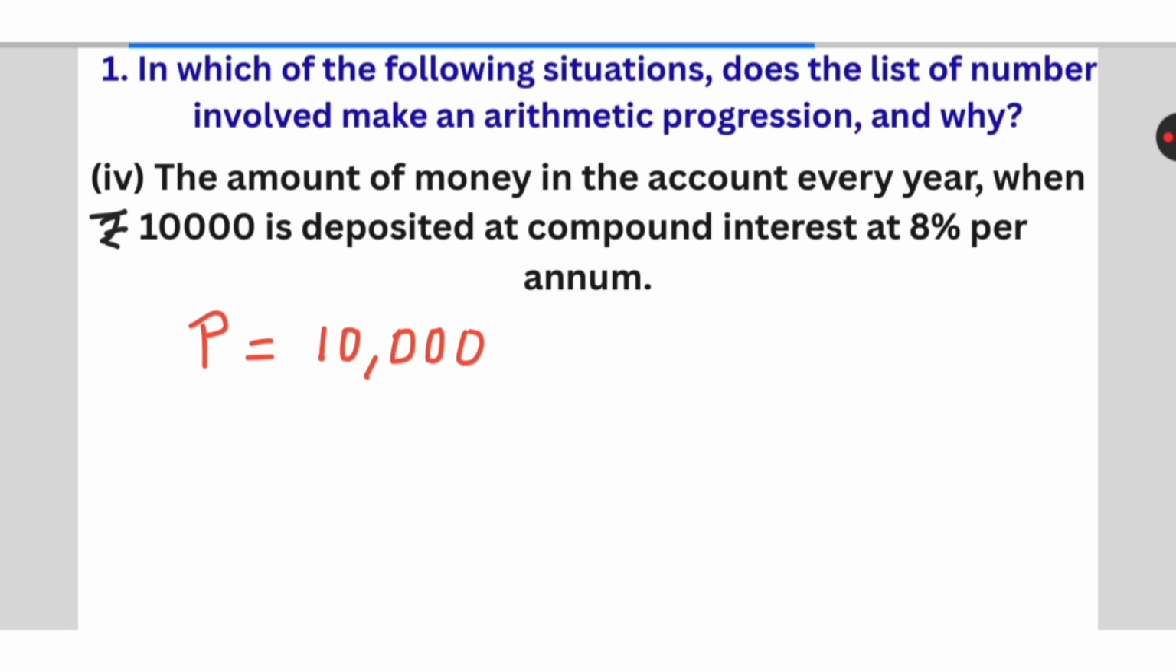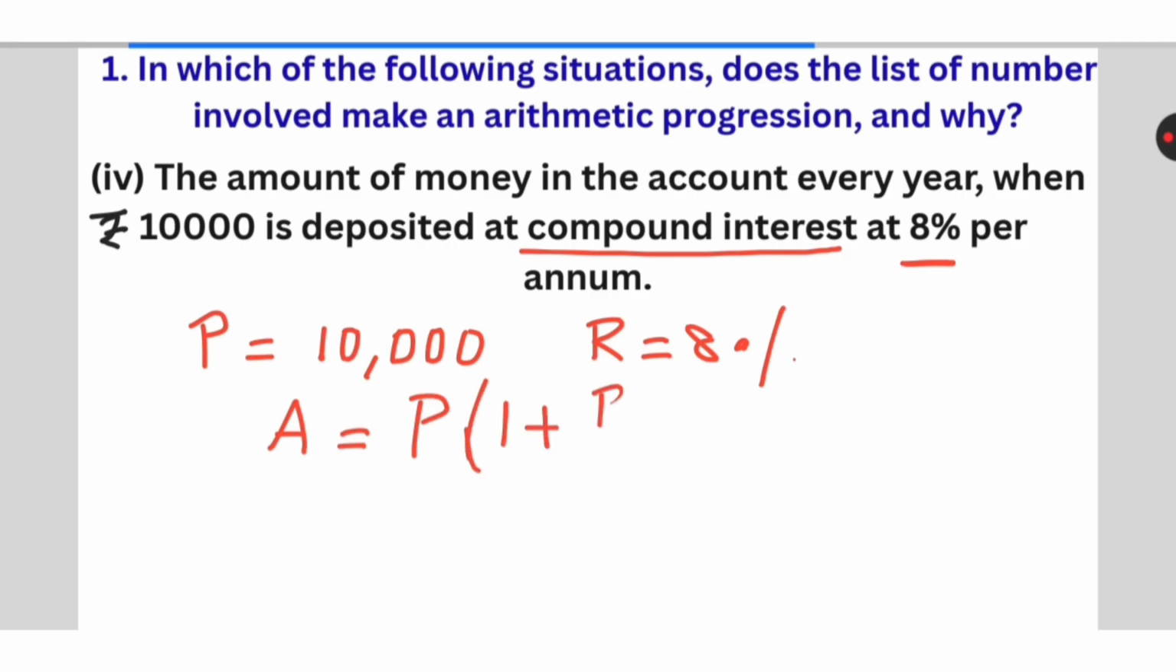They gave 8% per annum. So the rate is 8%. And they said it is compound interest. So what is the formula for compound interest? A equal to, that is total amount equal to principal amount times 1 plus rate divided by 100, whole raised to the power of n.